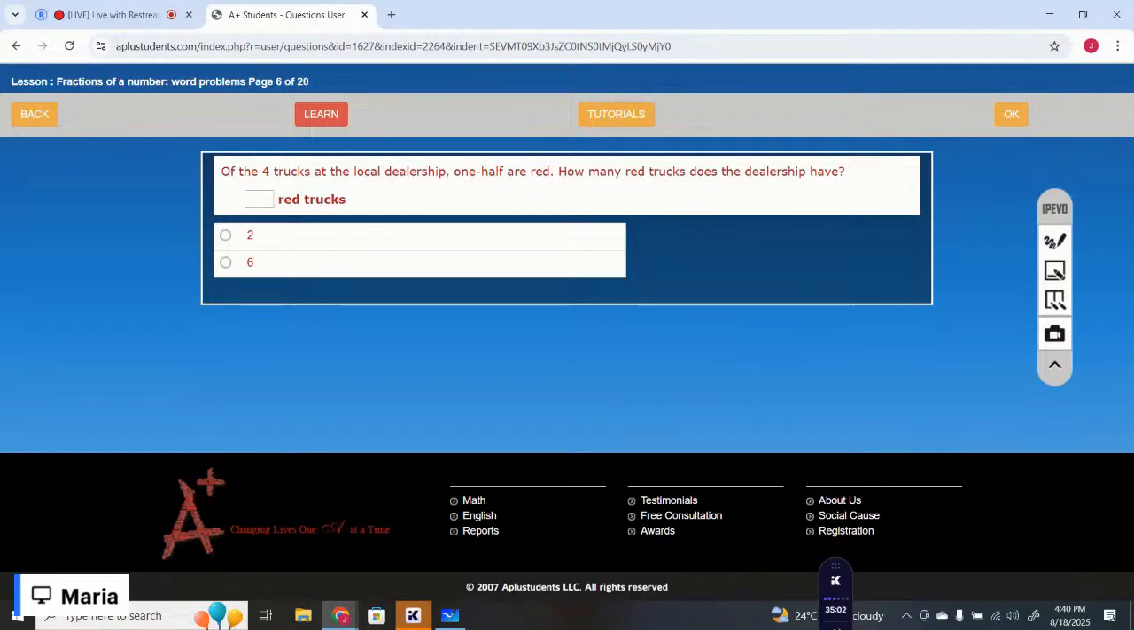Of the 4 trucks at the local dealership, one half are red. How many red trucks does the dealership have? That is 2 because half of the 4 is 2. Okay, you can complete the lesson by yourself later today.